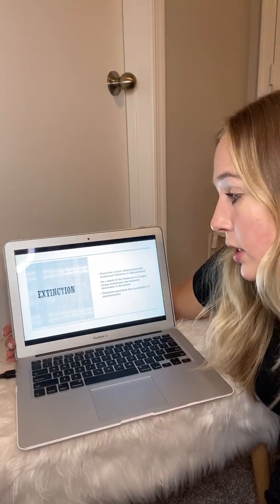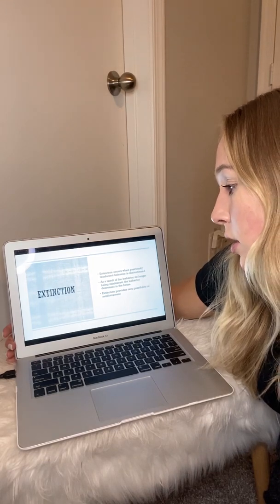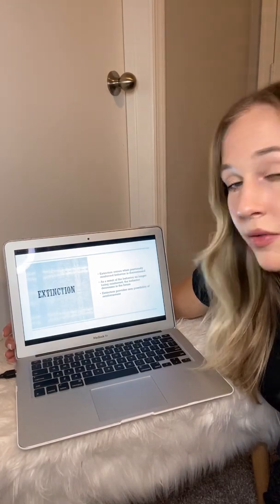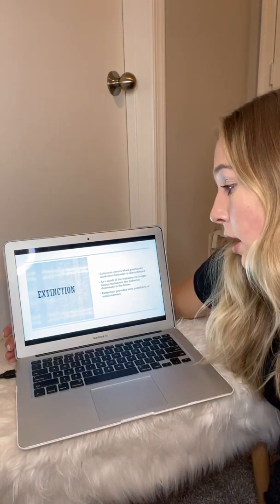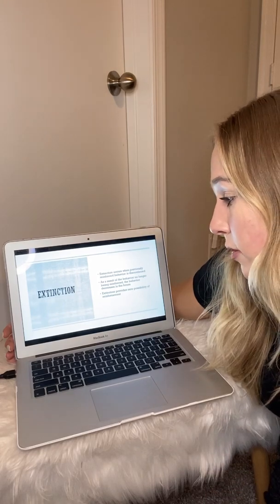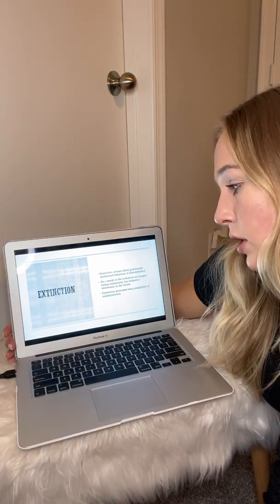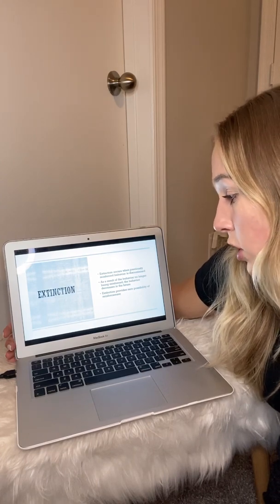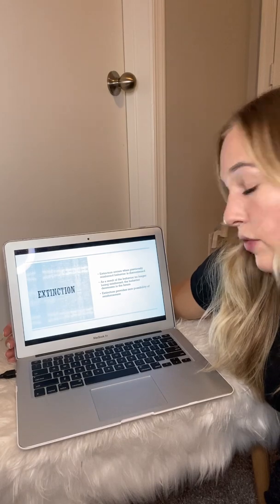And then the last thing we're going to talk about is extinction. So extinction occurs when previously reinforced behavior is completely discontinued. So as a result, the behavior is no longer being reinforced, and this causes a decrease of that behavior occurring in the future. Extinction provides zero possibility of reinforcement.